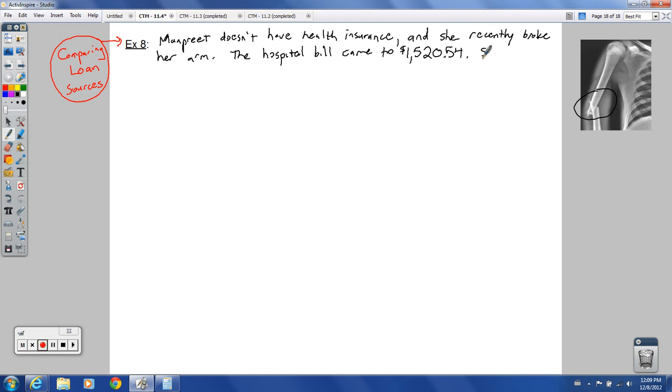And she could only manage to scrounge up $20.54. That's all she had. She's a poor college student. So she needs, let me just subtract those two, she needs a $1,500 loan for the rest.